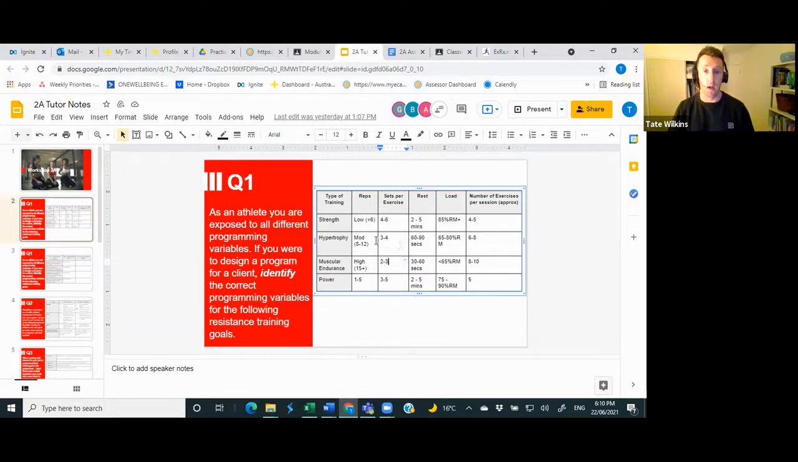Hypertrophy, we've got the intensity is going to be between 65 and 80%. So less intensity than strength. So we can have our rest period lower, roughly around 60 to 90 seconds rest. And the exercises, again, because the rest period is less, the weight is less as well. We can have more time for exercises, but there's also less stress, less weight on the body, so we can do a bit more volume.